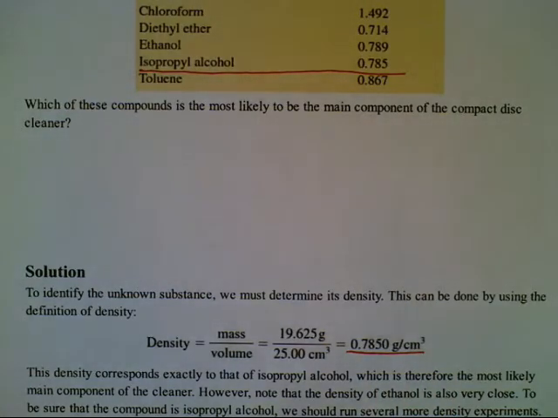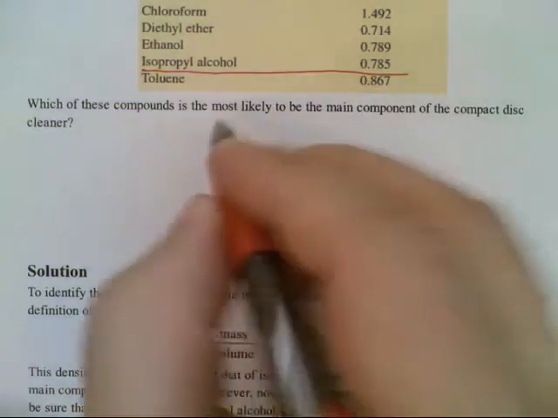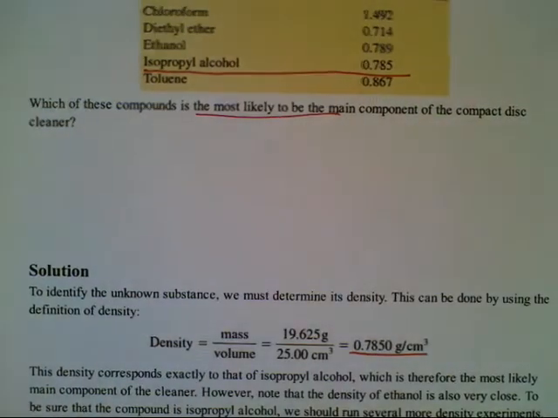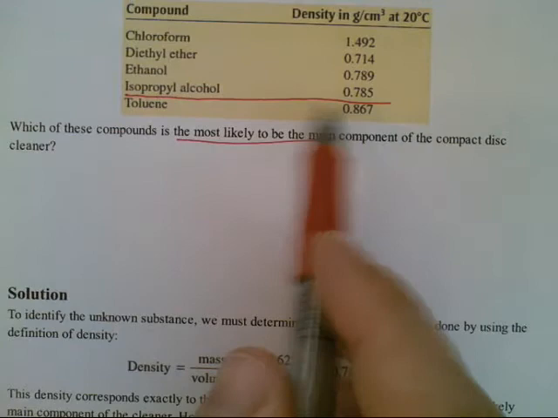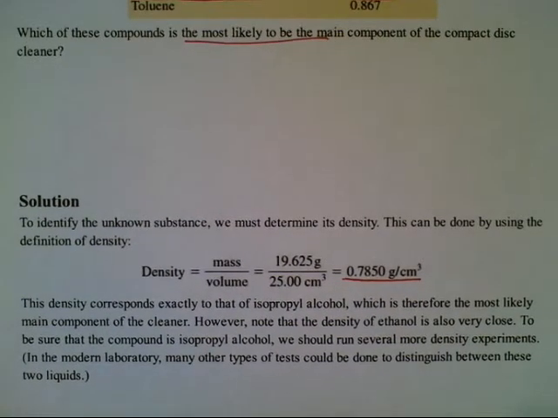That's why in the question it says is the most likely to be the main component. And so because we generated a number that exactly corresponds to one of the chemicals on this list, that immediately makes it the most likely. Doesn't mean it is for sure. It's not a slam dunk, but it is the most likely right now.